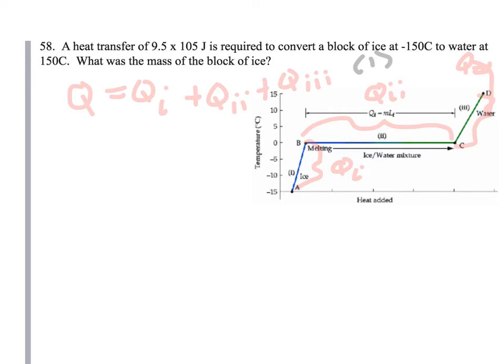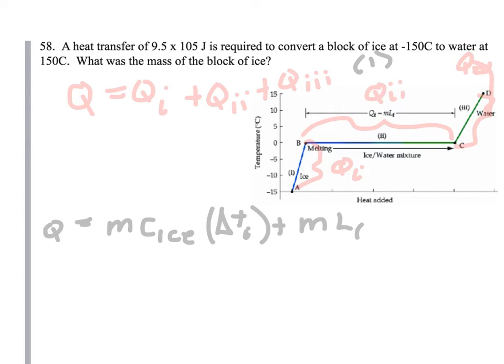And the flat line is the latent heat of fusion that we'll use. So we're going to come down here and put our equation. So Q sub I is going to be the mass times the specific heat of ice, and that temperature change right there. And then the second part, going from B to C, is the latent heat of fusion. So that's just Q equals M times the latent heat of fusion.